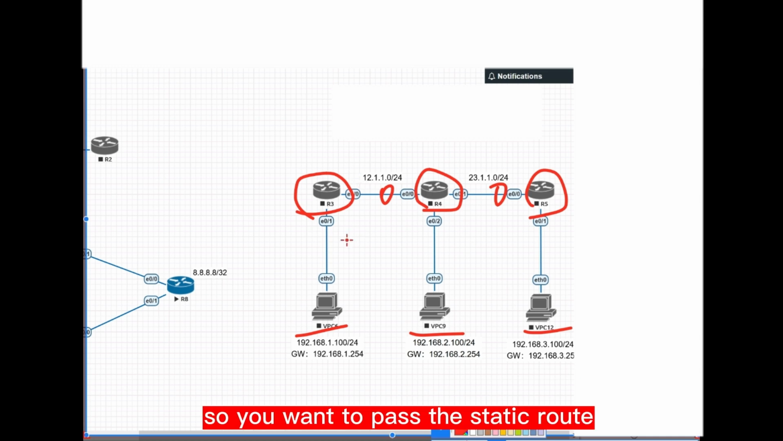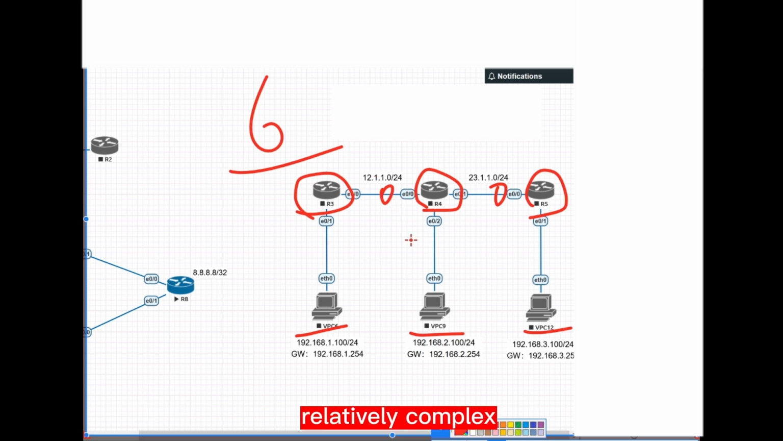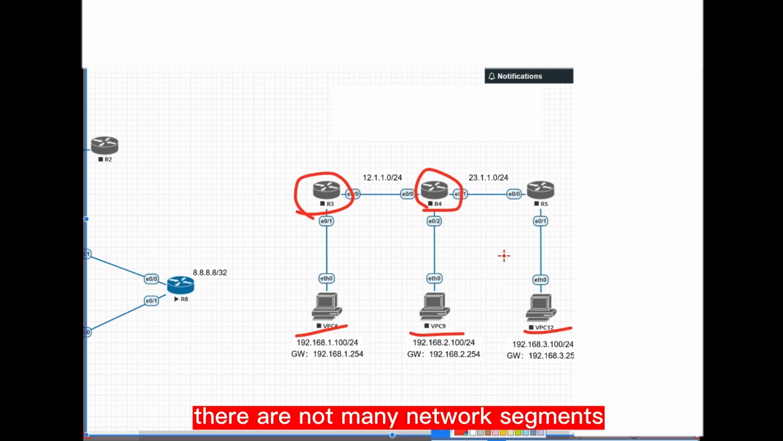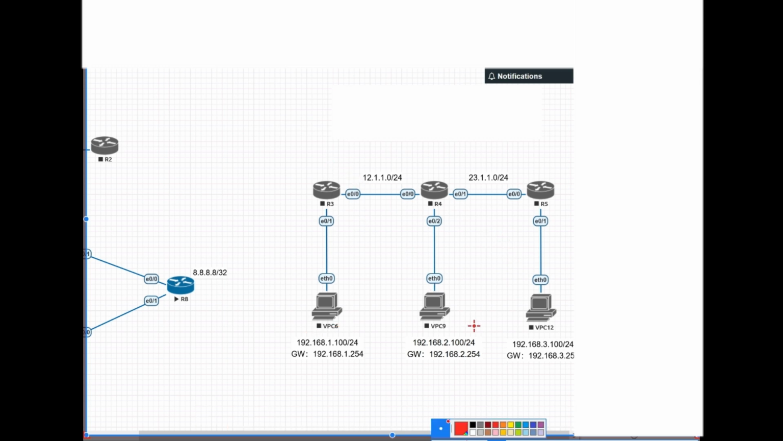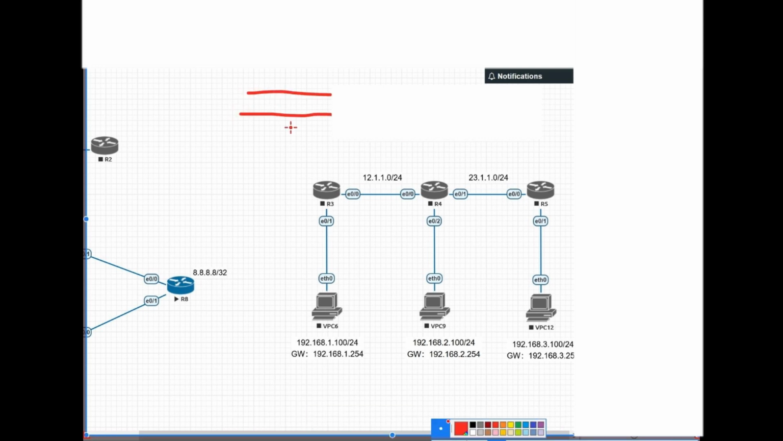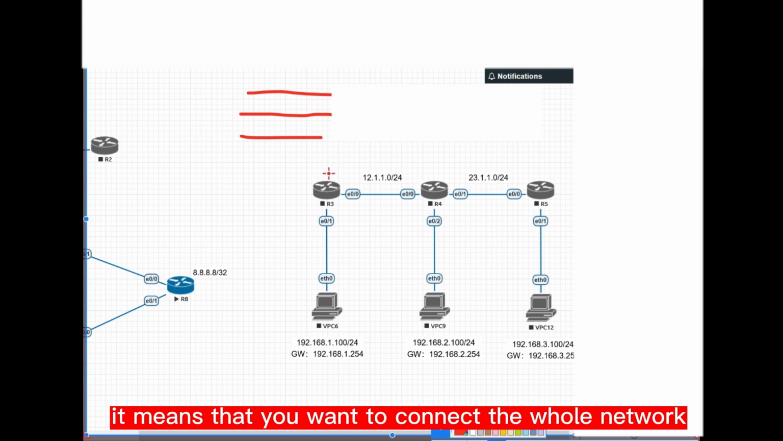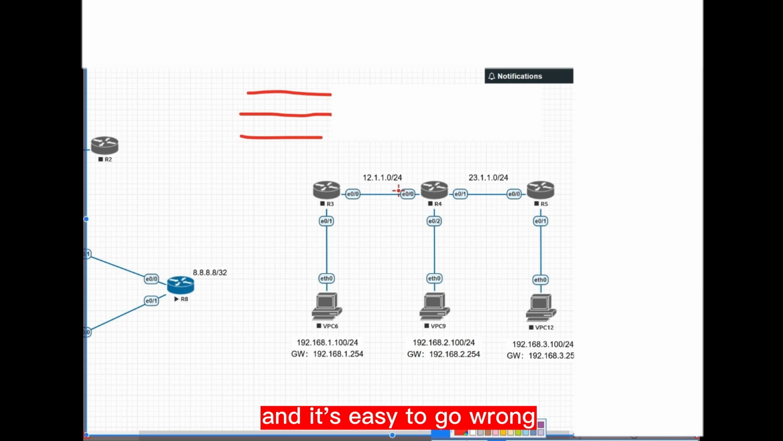So you want to pass the static route. Ping all 6 devices in the whole network. Relatively complex. There are not many network segments. That's it for configuring static routing. In the future, if in the configuration process there is more equipment, it means that you want to connect the whole network. It is very complicated to use static routing, and it's easy to go wrong.